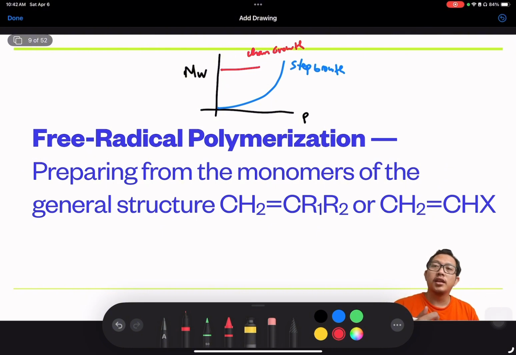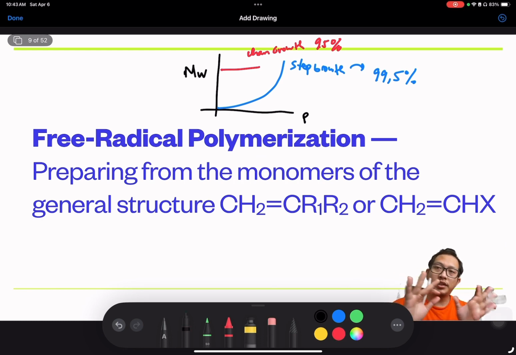But the molecular weight that results from chain growth is not as high as step growth. Because step growth can easily reach 99.5%, while for chain growth, 95% is not so easy to get. We're going to see later the summary on chain growth and step growth.